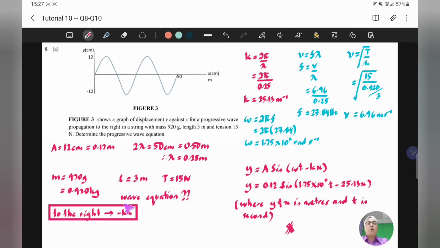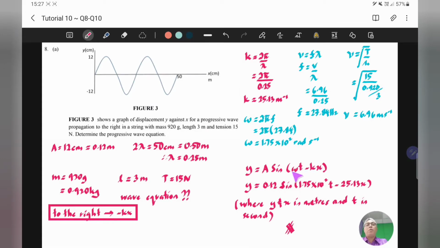Alright, so basically we know that the wave equation is y equals A sin(omega t minus kx). But according to this situation, the amplitude is given already, which is 0.12 meters, isn't it? But omega and k are not given here, so we need to calculate omega and k. We start with k. We calculate k using the equation k equals 2 pi over lambda. Lambda obtained before is 0.25 meters. Substituting into this equation gives k equals 25.13 per meter. Okay, so k is settled already.